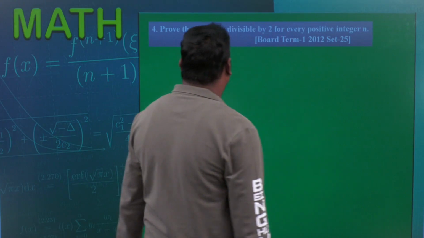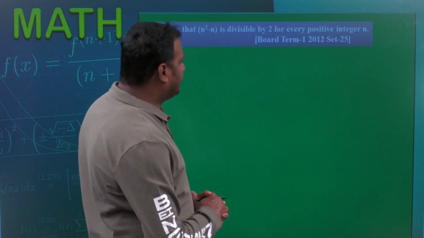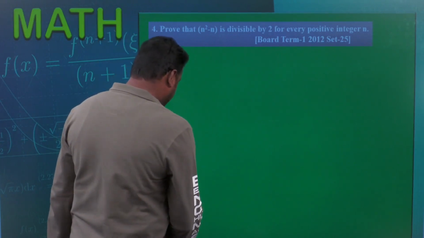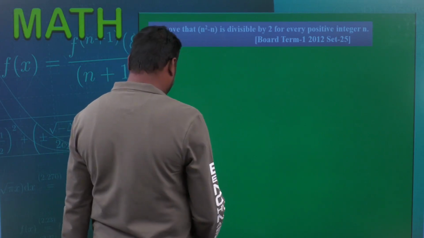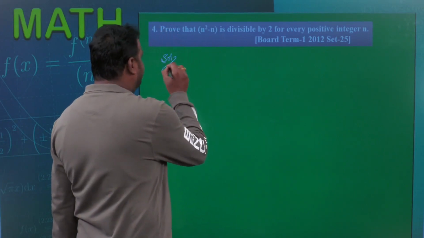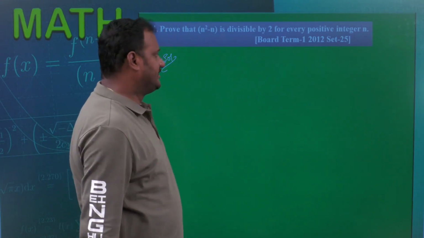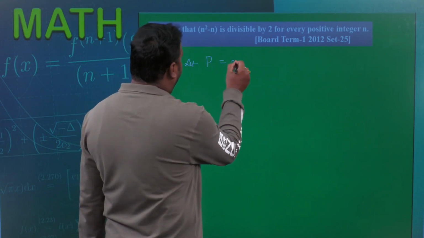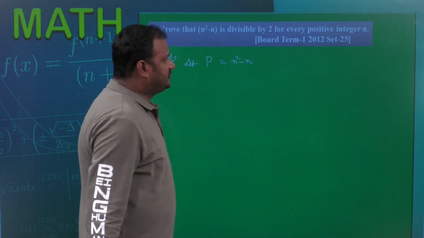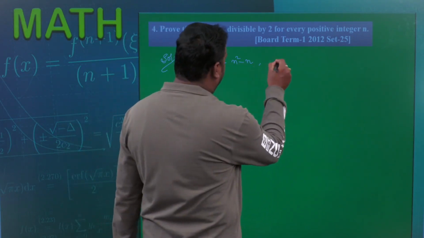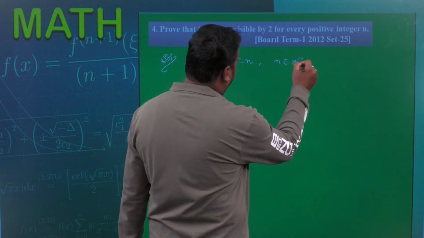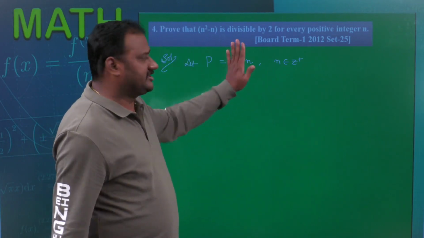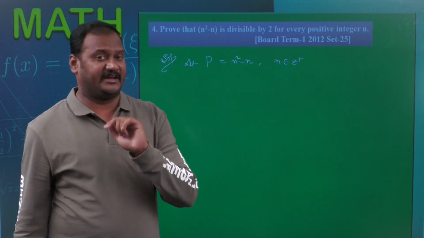The next problem is: prove that n square minus n is divisible by 2 for every positive integer n. You are going to prove that n square minus n is divisible by 2 for every positive integer. So n being a positive integer, you will have to prove that n square minus n is divisible by 2, which means n square minus n is equal to 2 into something for any value of n.